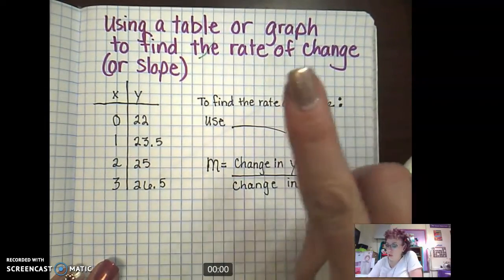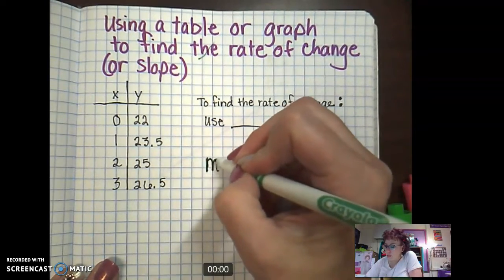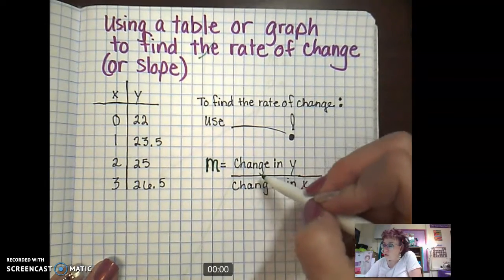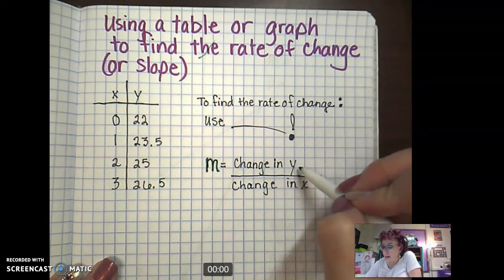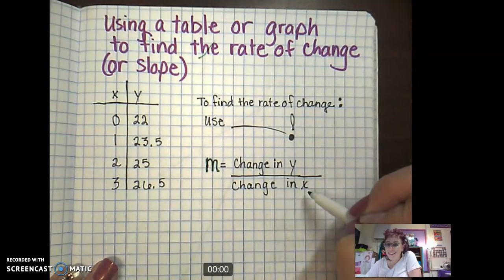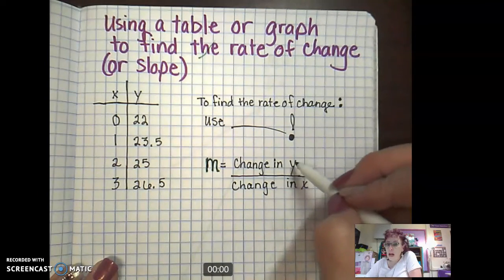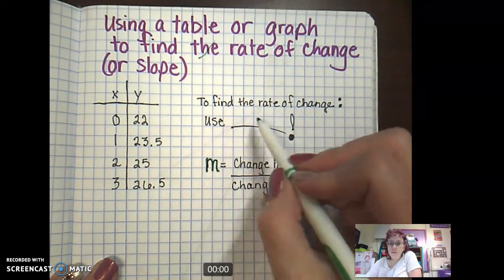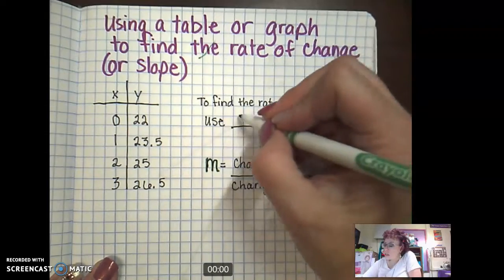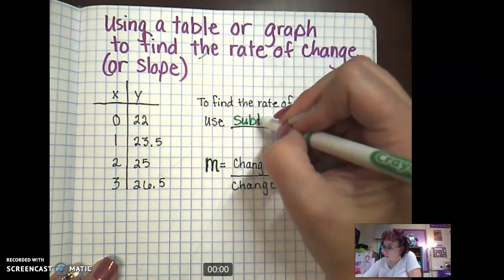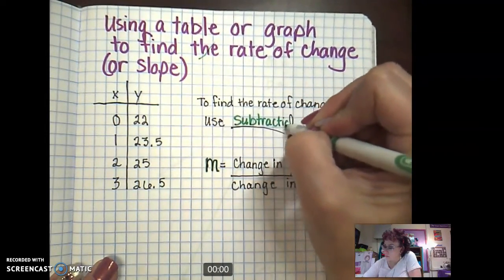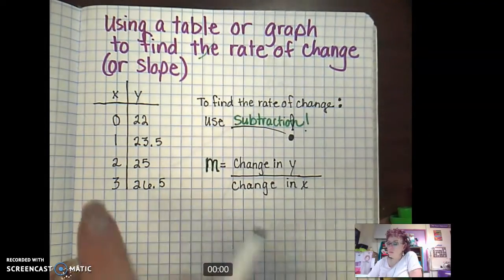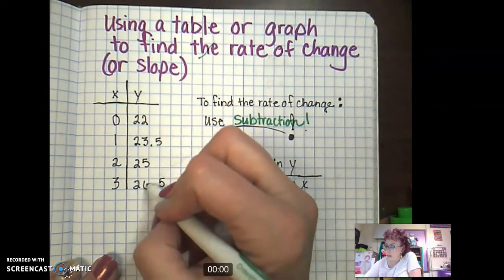First of all, we know that M stands for slope or rate of change, and it's equal to the change in the y values over the change in the x values, okay? Y always goes on top, x always goes on the bottom. So to find the rate of change, use subtraction.